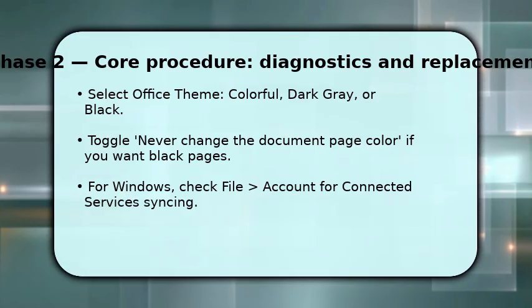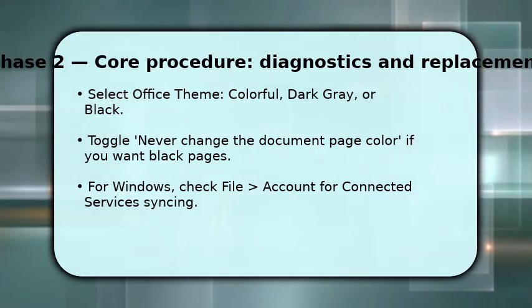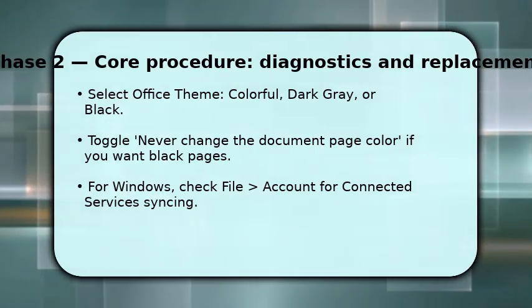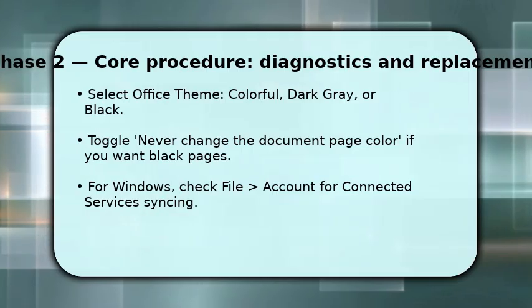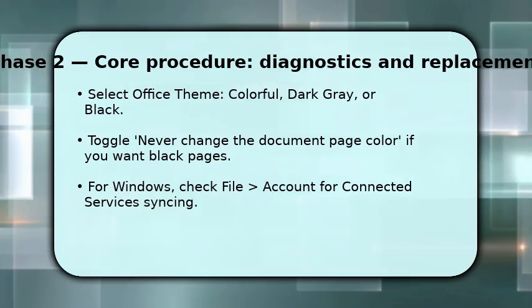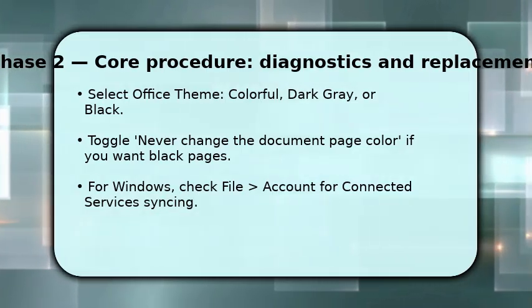Now tailor the display. Pick black for the strongest dark mode or dark gray for subtle contrast. This changes ribbons and backgrounds so your eyes strain less. If you want the document page itself dark, uncheck Never change the document page color. This forces the page to inherit the app theme.